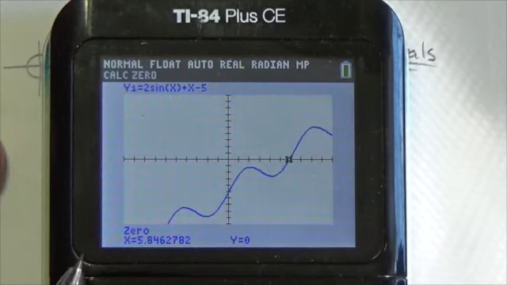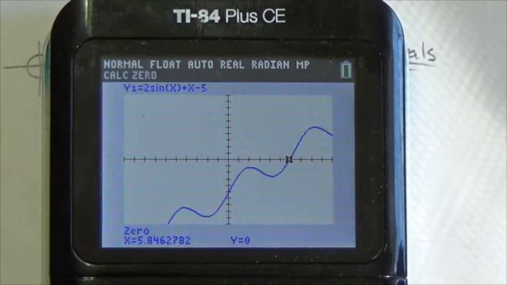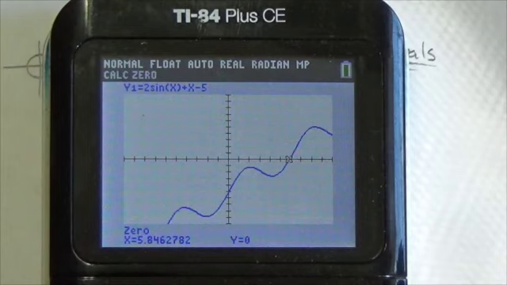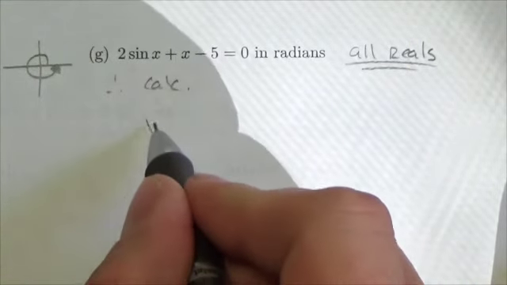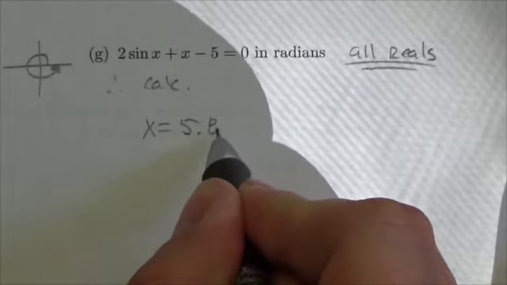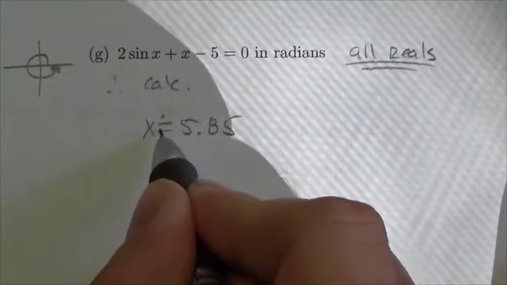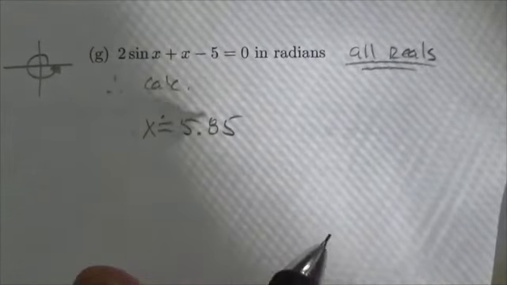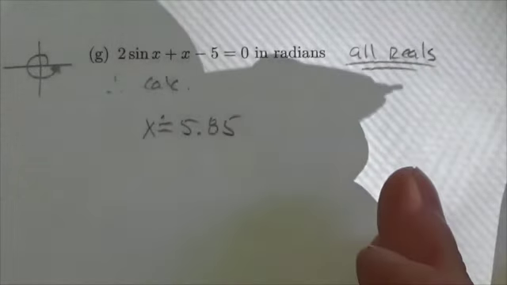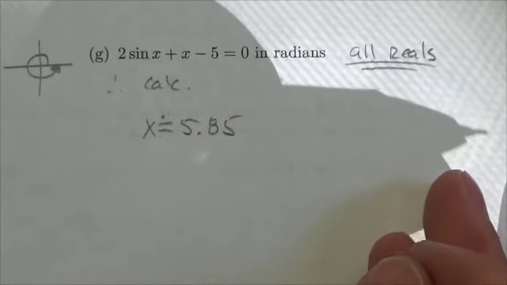And there it is. And so my answer here is going to be roughly 5 point, did I say what to round it to? Well, we'll round it to the nearest hundredth here. What is that? 5.85. So x is equal to 5.85, approximately. And that actually turns out to be the general solution as well, because there was only one answer to this problem.